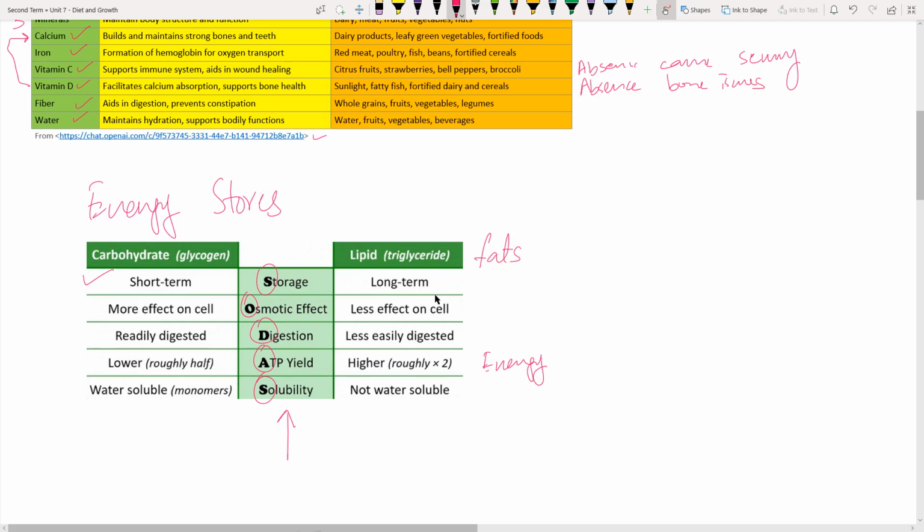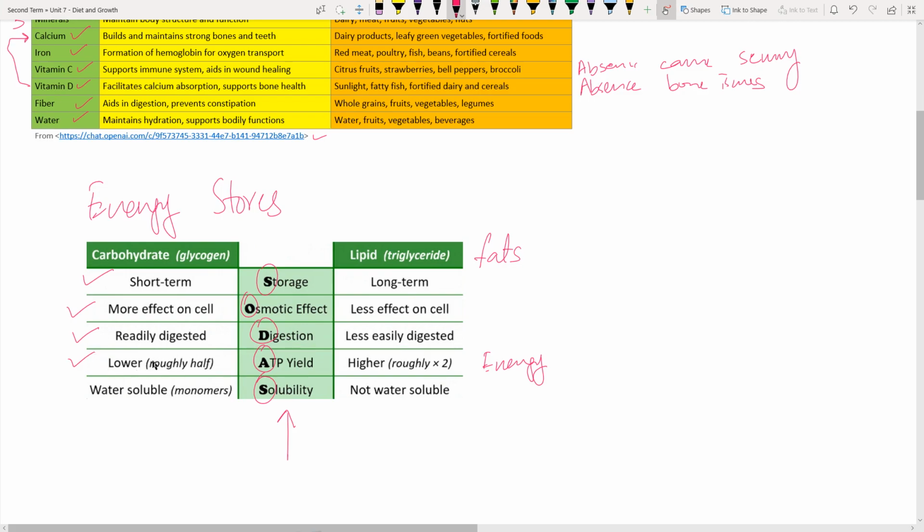are long-term storage, so our body holds them for longer. Energy provision, slow and steady digestion. Then it is more effect on cells. That means carbohydrates are very quick to be absorbed by the cells and to generate energy, while fats are not that soluble. Carbohydrates are readily digested. Compared to that, fats require a lot of time to digest. Then carbohydrates, ATP yield is the total energy yield.